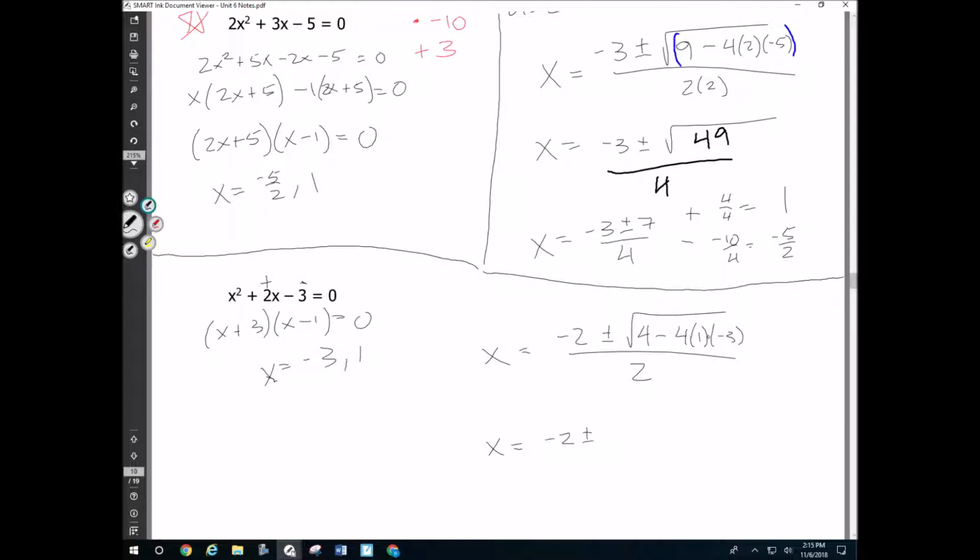4 minus 4 times 1 times -3. So that's 4 minus -12, that's 16. This is -2 plus or minus 4 over 2. I got the plus, I got the minus. -2 plus 4, positive 2, divided by 2, 1. -2 minus 4 is -6. -6 divided by 2, -3. Look at that. 1 and -3.